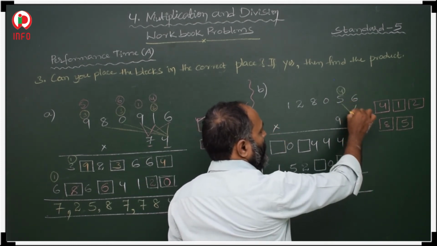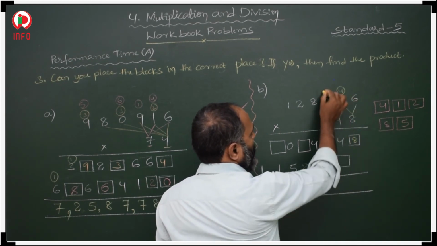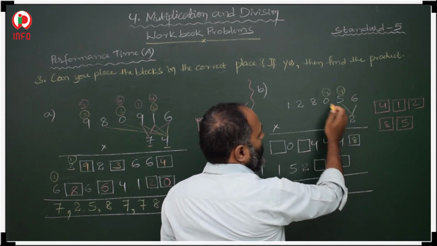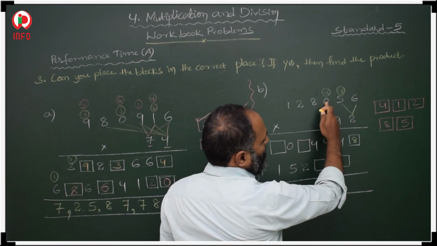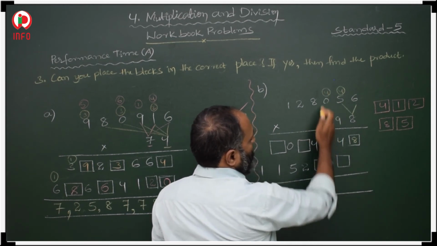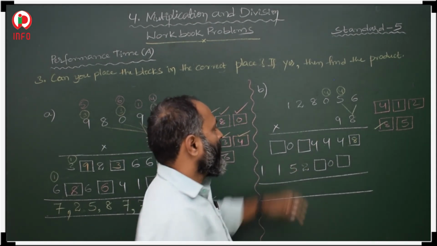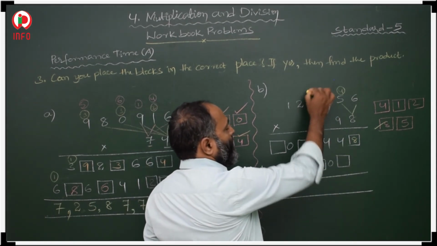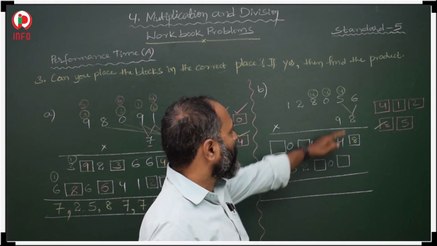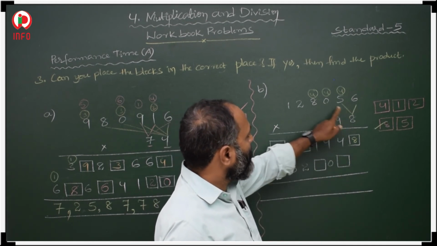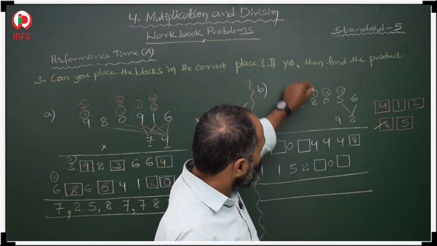Then 8 5s are 40. 40 plus 4, 44, again 4. 8 4s are 40. 40 plus 4, 44. Here 8 is over. Again here 4. Then 8 0s are 0, plus 4, 4.